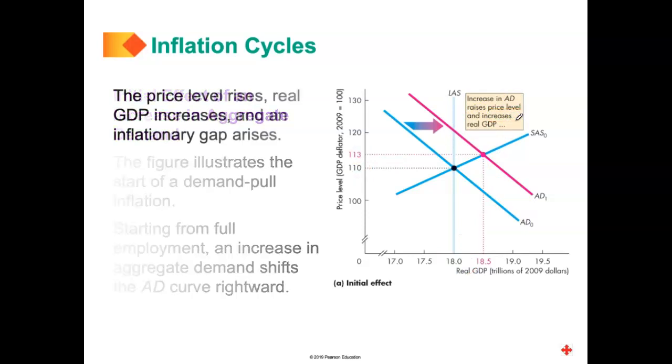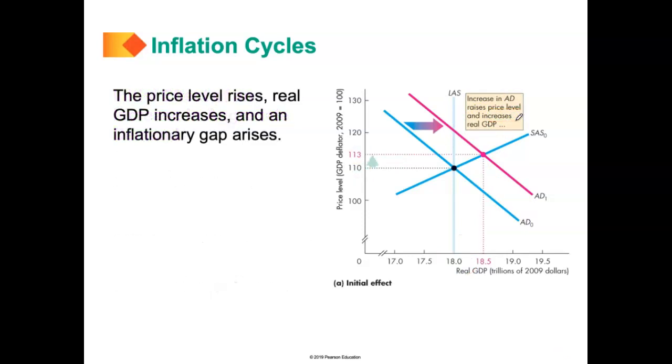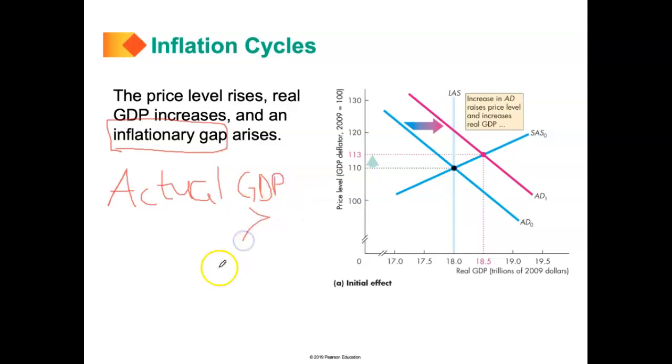Now when the price level increases, it causes what we call an inflationary gap. So now we need to know what an inflationary gap is. An inflationary gap is when actual GDP is greater than potential GDP. So I'll just call it PGDP for short.